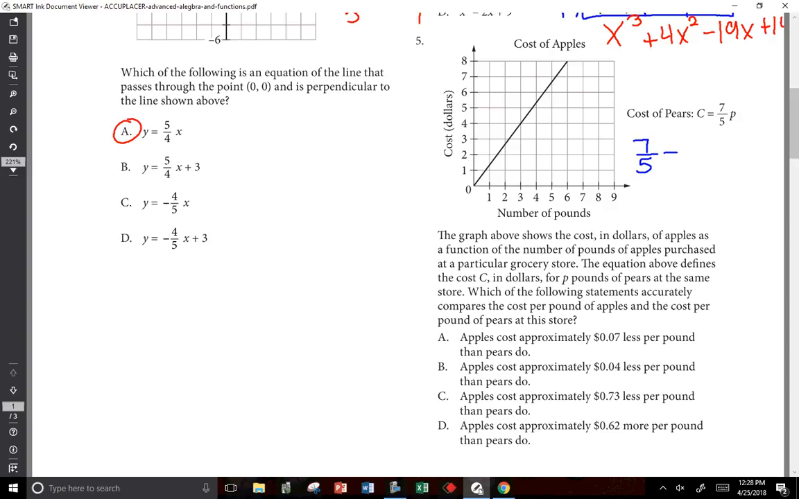You could do 4/3. It's the same thing, but aren't we just going to use our handy dandy calculator anyway to see what that difference is? So your calculator doesn't care if you put 8/6 or 4/3. You can do either one. So what is 7/5 minus 8/6?